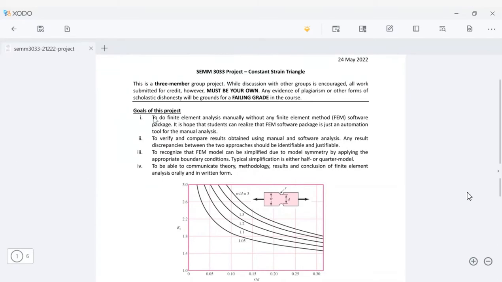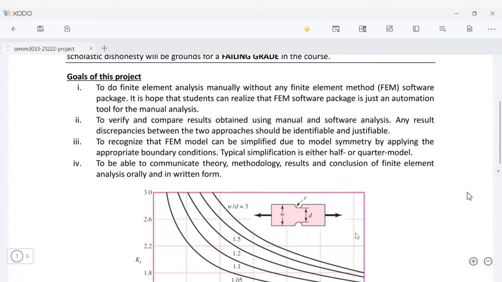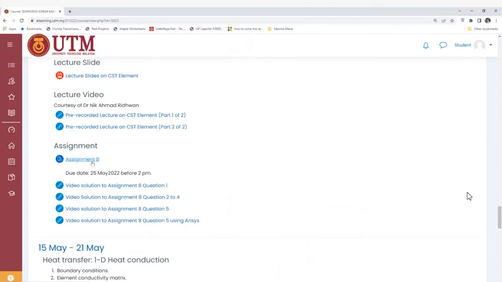Now, the goal of the project is to do finite element analysis manually. Because we learn how to solve CST manually, we derive everything, and then we can use that method. For assignment 8, it asks only for 2 elements of CST, because when you have more than 2, it becomes more tedious to calculate. So at least this assignment has introduced you to 2 elements using CST.